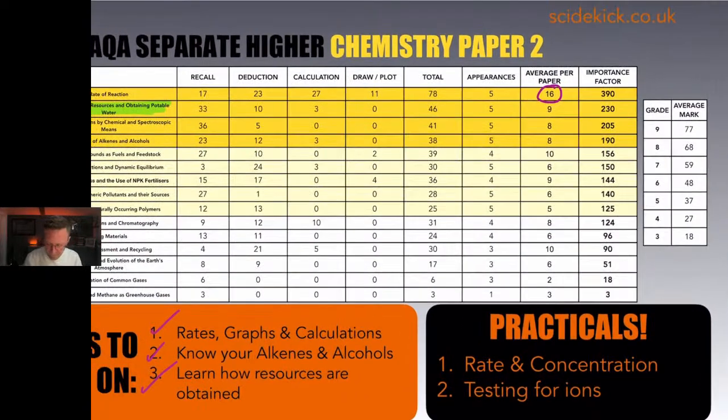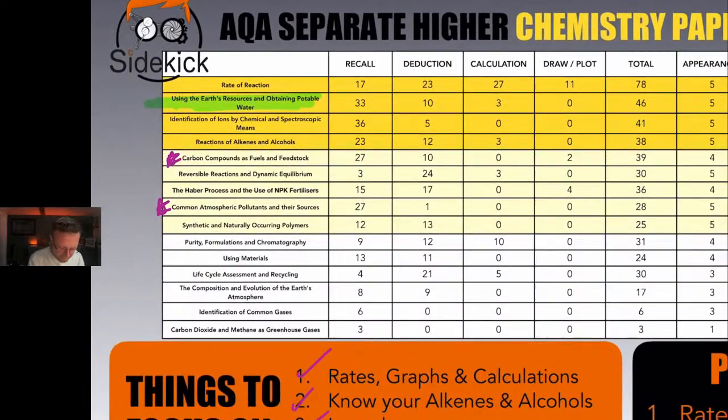Now your practicals for paper 2 go without saying, really. Rate and concentration is massive. It's there every single year, and the only way to get better at these practicals is by practicing those questions. The second thing is testing for ions. That's this bit: the identification of ions by chemical and spectroscopic means. So many marks are attributed to what you can remember here.